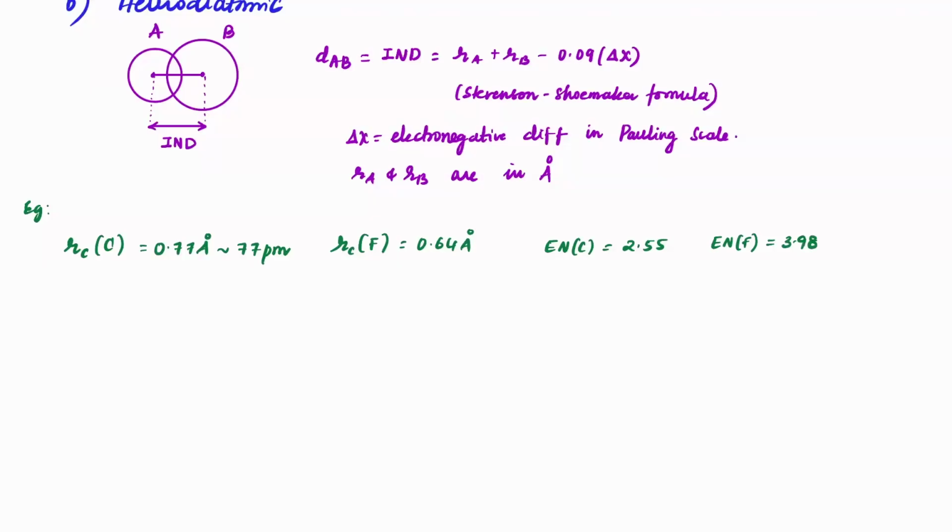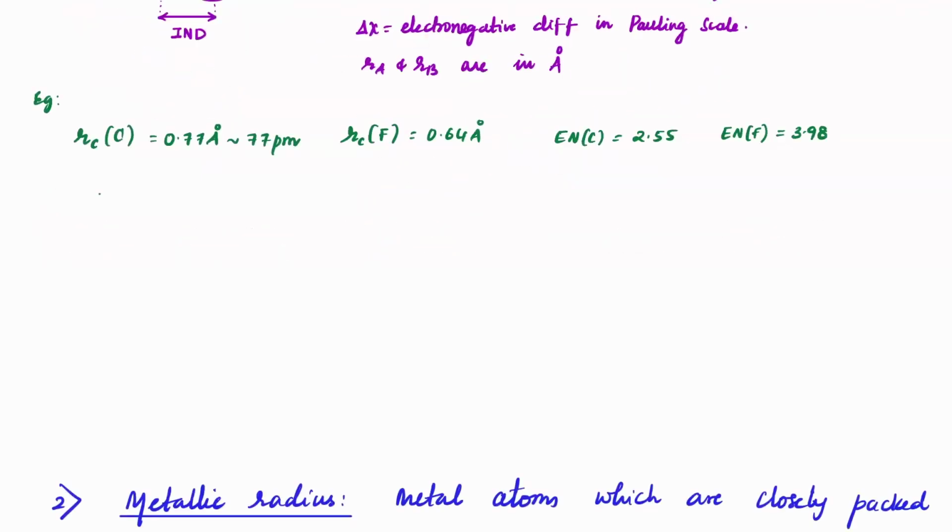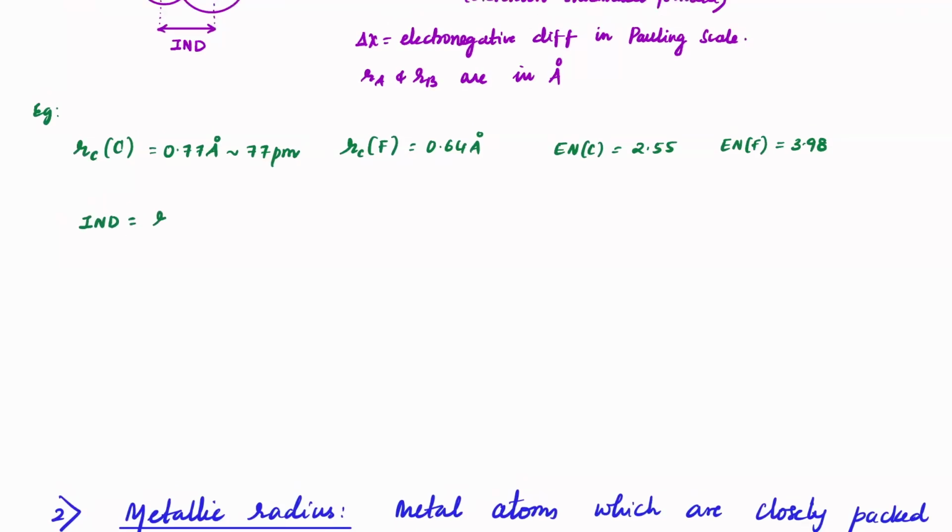Now, if you calculate just the internuclear distance alone, what value will you get? RC plus RF, correct? But that is not true. This is not exactly the internuclear distance. But how much is this value here? That is 0.77 plus 0.64, right? So that comes to 1.41 Angstroms.